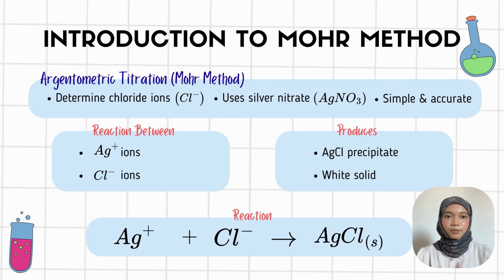Next is the principle of the method. The principle of the Mohr method is based on the reaction between silver ions and chloride ions. When silver nitrate solution is added to a sample containing chloride ions, a white precipitate of silver chloride is formed. The chemical reaction is Ag+ + Cl- produces AgCl. If chloride ions are present in the solution, the silver ions will continue reacting to form silver chloride precipitate. This reaction allows us to determine the amount of chloride ions present in the food sample.